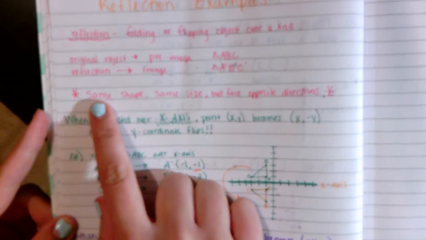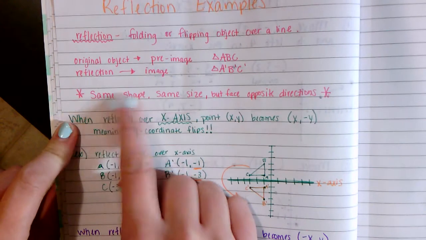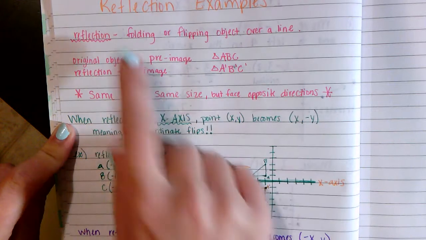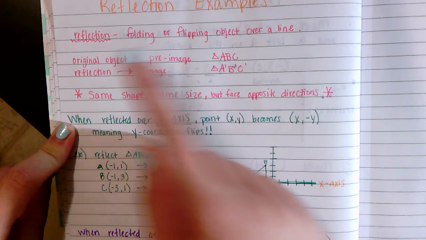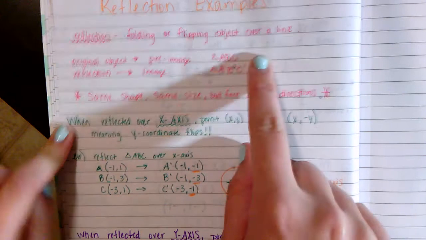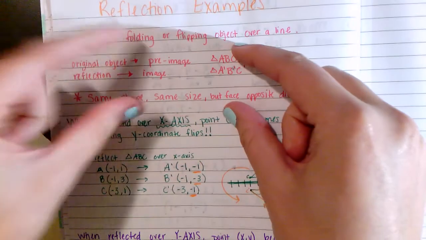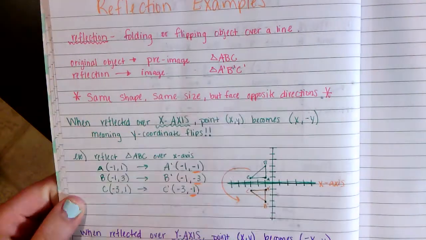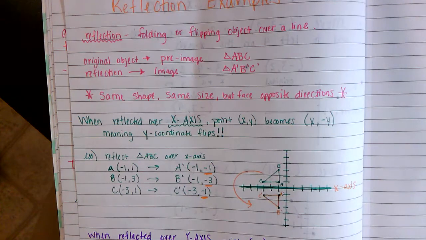So again, at this point, let's not forget it is the same shape and the same size. It just faces opposite directions. So again, if I had drawn my circle here and folded the paper and it was over here, same size, same shape. It's just one is on the left and one is on the right. So they're just on opposite sides.